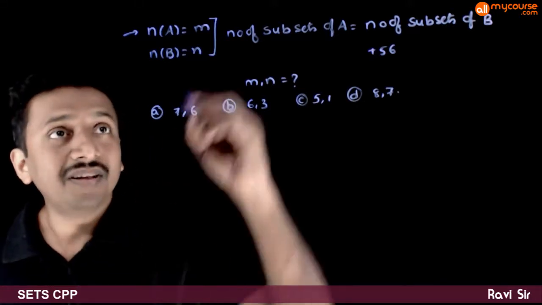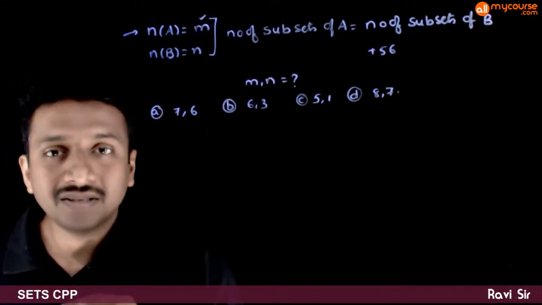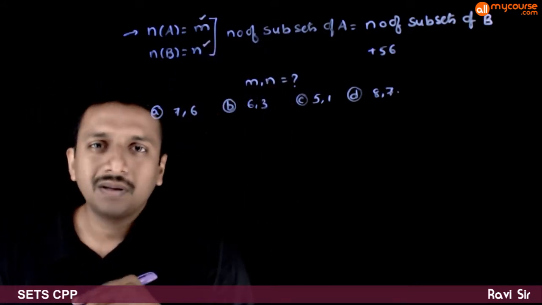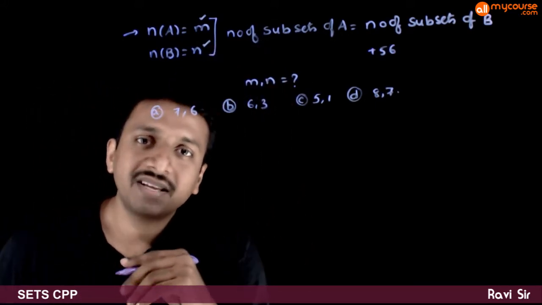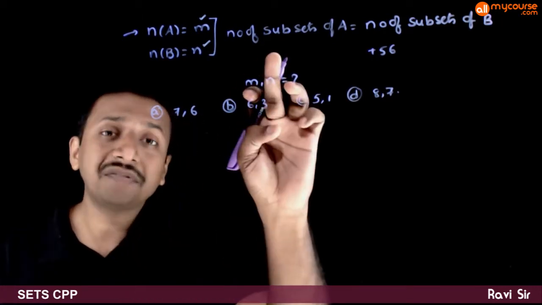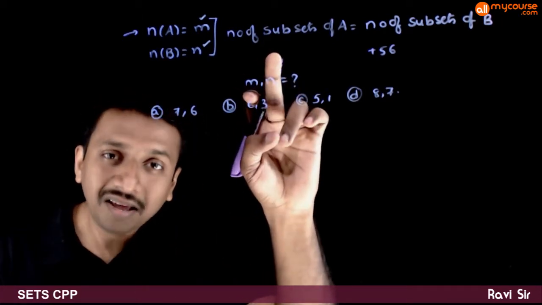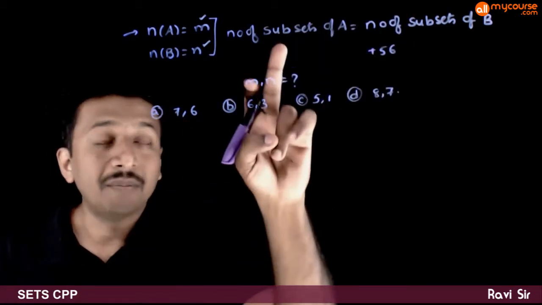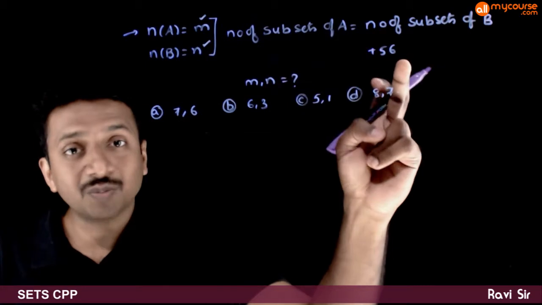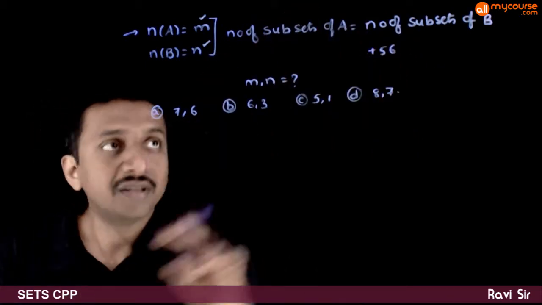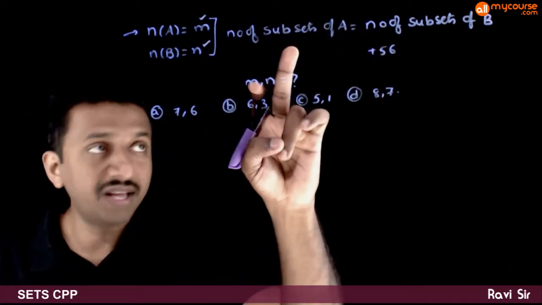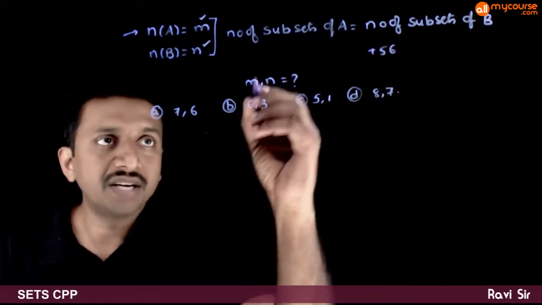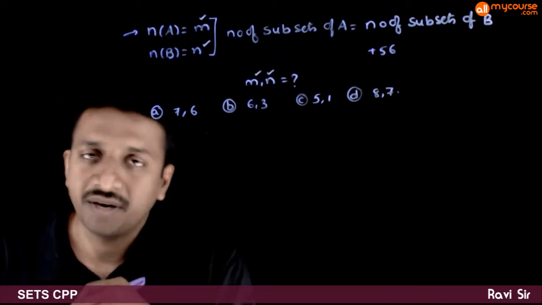In this question, you're given that the number of elements in A is equal to m and the number of elements in B is equal to n. A contains m elements and B contains n elements. And the number of subsets of A is 56 more than the number of subsets of B. So that is, number of subsets of A is equal to number of subsets of B plus 56. If that is so, you are asked to find the values of m and n.